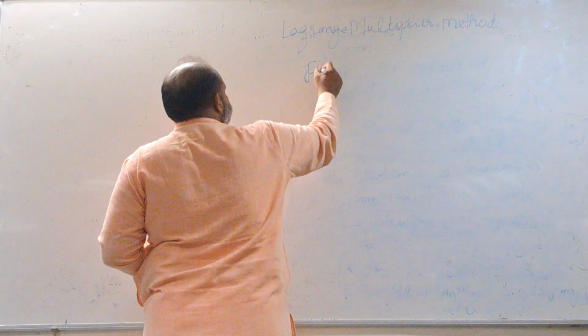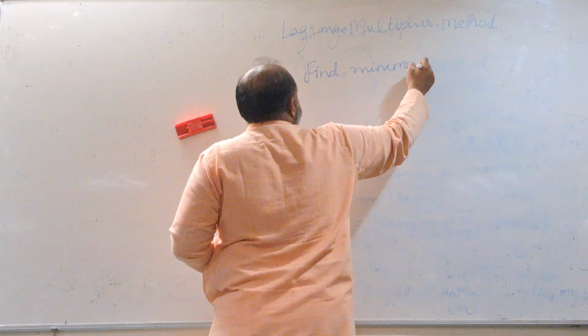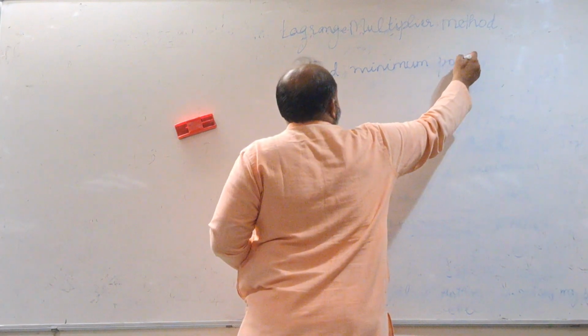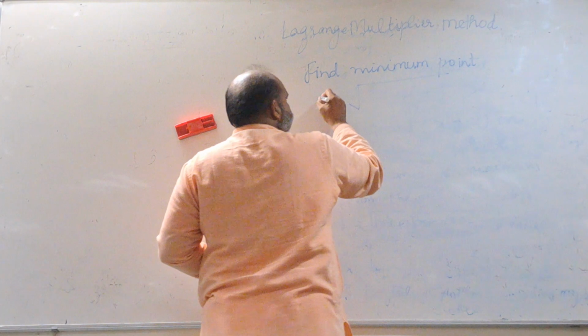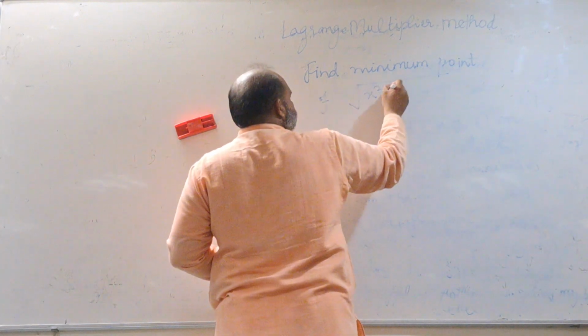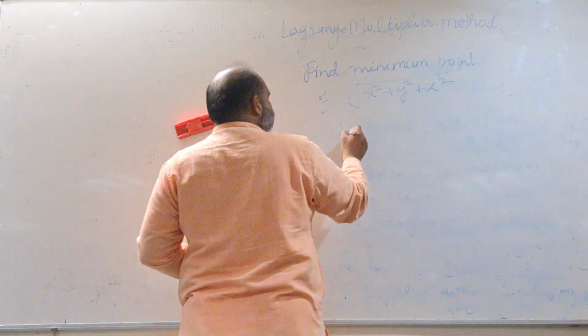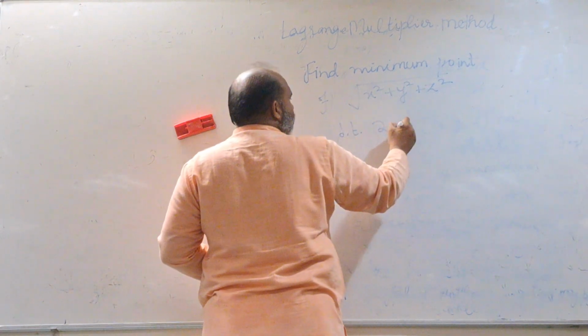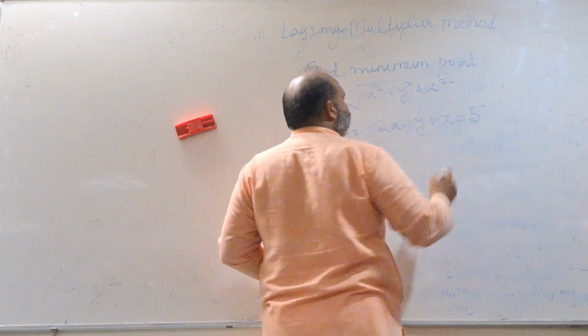So if I state my problem, the statement of my problem will now be: find the minimum point of square root of x square plus y square plus z square subject to 2x minus y plus z is equal to 5.